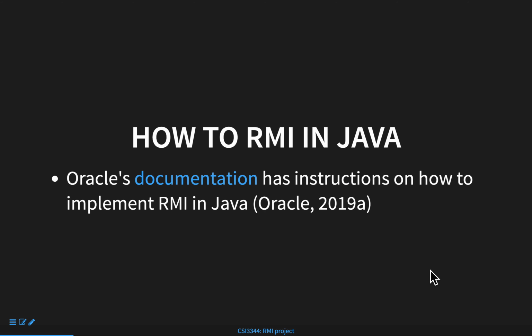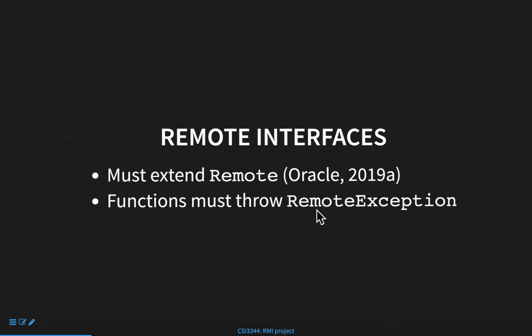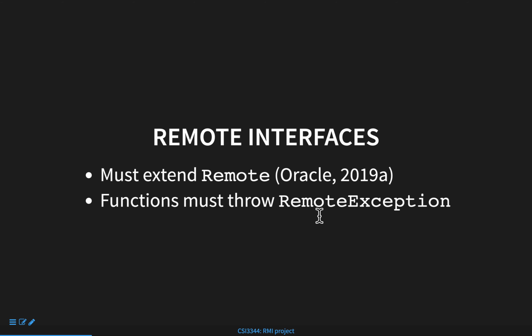So how do you do it in RMI? I used Oracle's documentation. You can follow the link or my reference here. And it shows you how to implement RMI in Java with this Hello World program. So I guess the first thing is you need to define a remote interface, and it must extend Remote. And functions that you declare in the interface must throw remote exceptions.